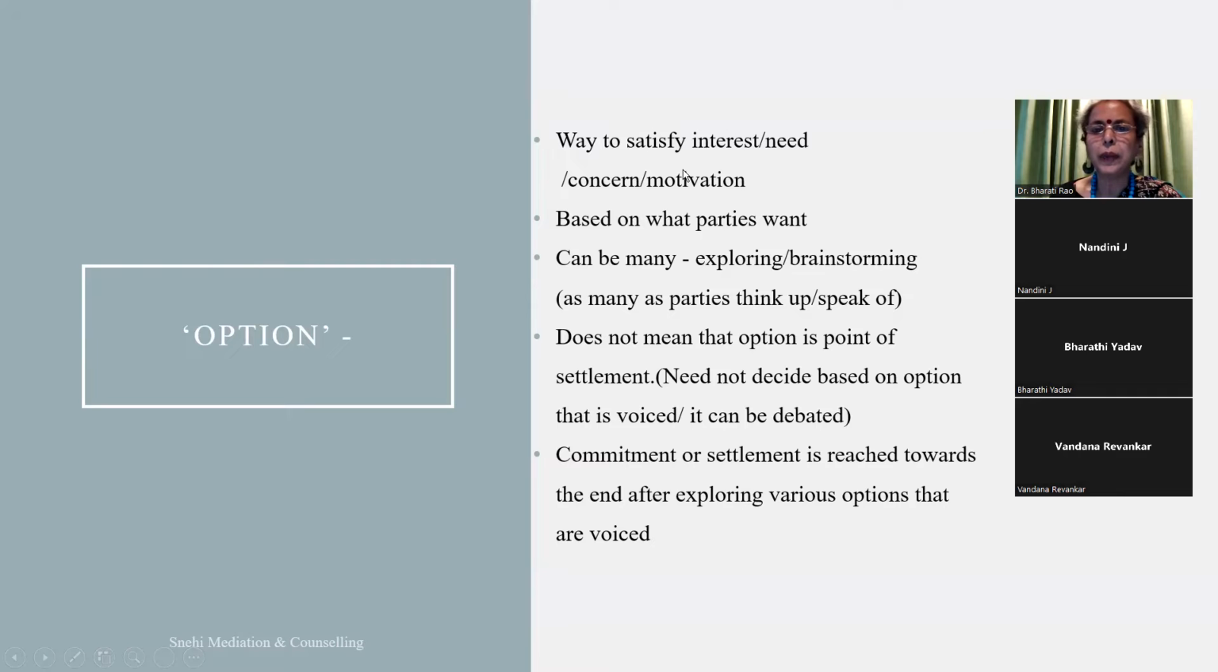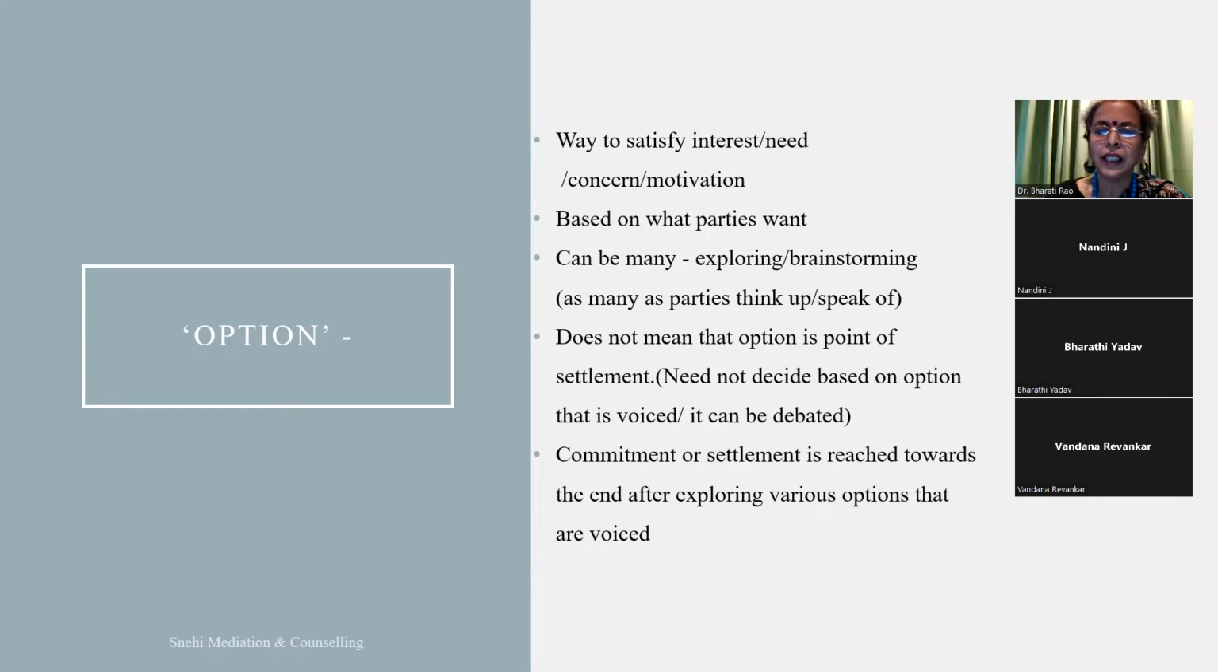So the answer can be anything. It can, because in mediation, it is the parties who decide. The parties can generate as many solutions of varied nature as they want, because this is based on what parties want. The resolution is not imposed by anybody else.